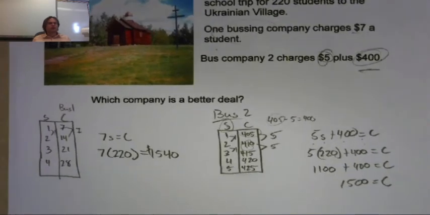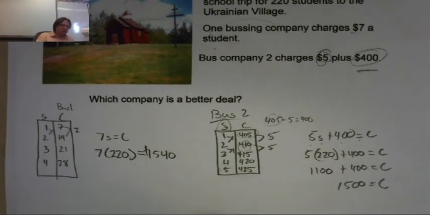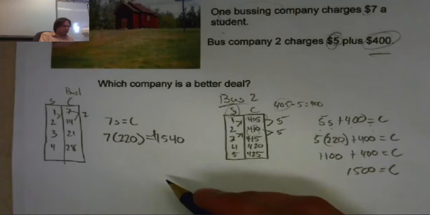So if I look at this, which is a better deal? Bus 2 is $40 cheaper.